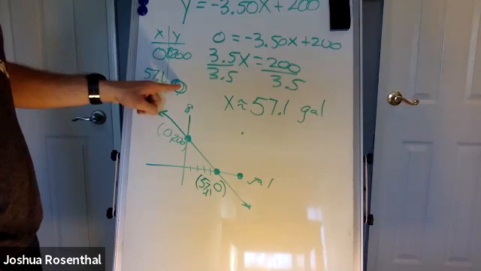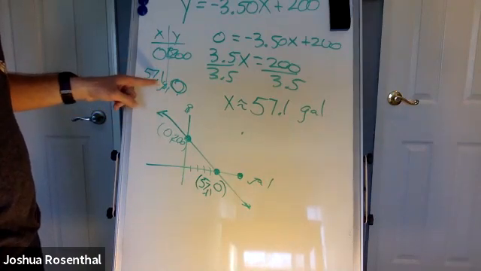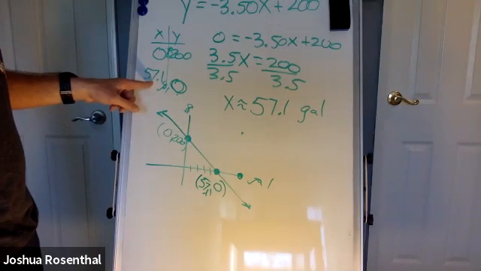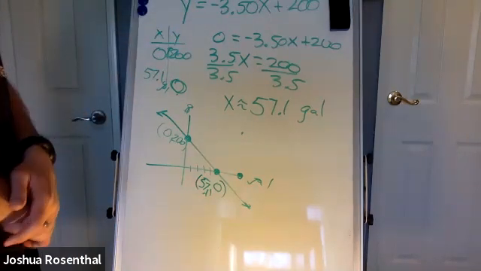Can you just say one more time how you would interpret the x-intercept? The x-intercept is when y is 0. So 57.1 gallons of gas is the maximum amount of gallons of gas you can put in the car when you spend all the $200 that you have.